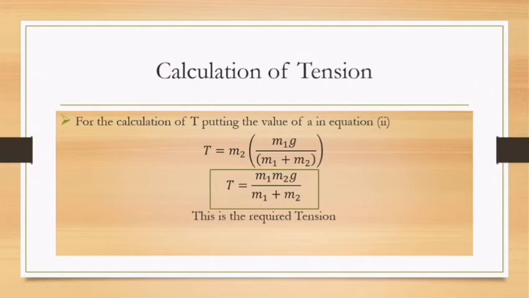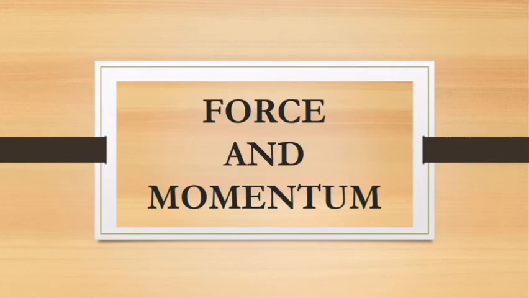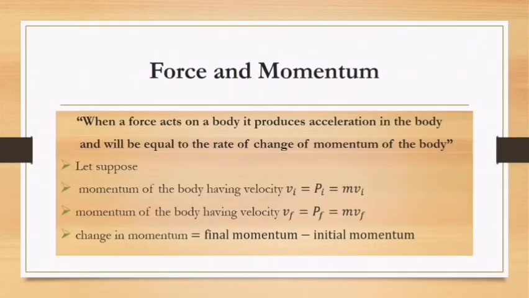Now let's move to our next topic, and that is force and momentum. What is the relation between force and momentum? The relation between force and momentum says that when a force acts on a body, it produces acceleration in the body, and this acceleration produced is equal to the rate of change of momentum of the body. So this is also known as Newton's second law in terms of momentum.